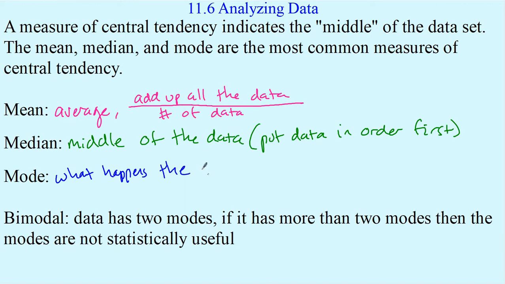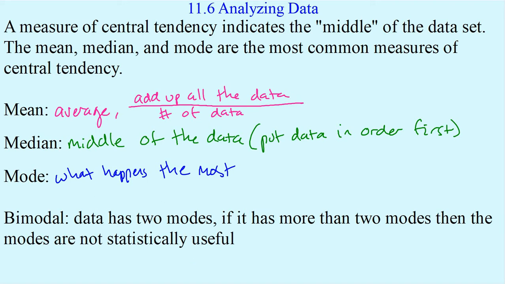Typically you have just one mode, okay? But it could also be bimodal, which means it has two modes that happen the same exact number of times. That happens a lot. If the data has more than two modes, then it's not useful. We don't mention it. So it either has one mode or it's bimodal.